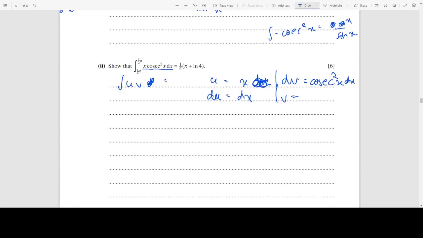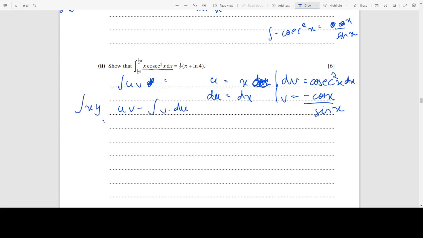So let's see, we only have positive cos x square x, so v is going to be negative cos x upon sin x. And I hope you all know the formula. It's just uv minus the integral of v du to integrate this product rule.